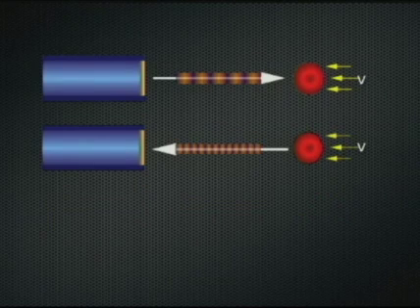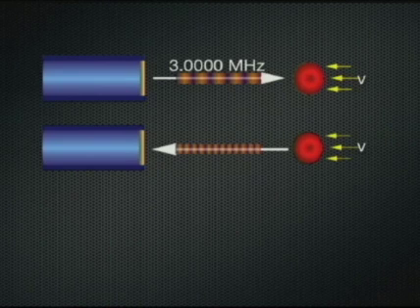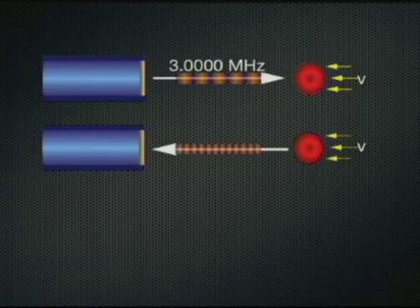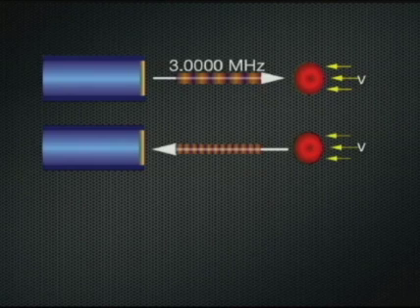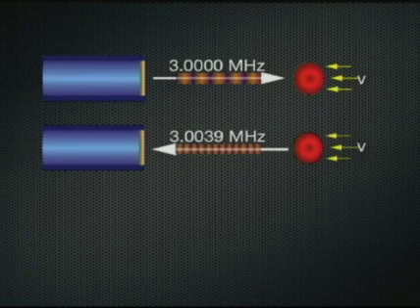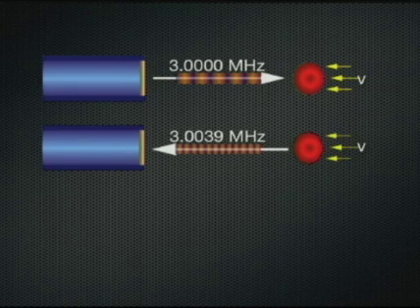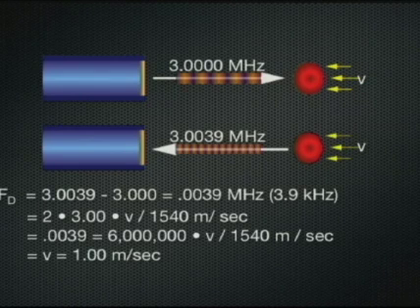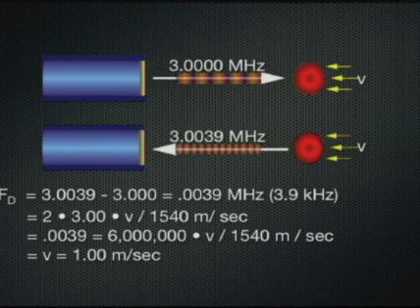Let's look at a clinical example. On the top we have a transducer which is transmitting at a commonly used Doppler frequency of 3 megahertz, and we're insonating a blood cell moving directly toward the transducer. Since the target is moving toward the transducer, we expect that the returning frequency will be slightly higher than the transmitted frequency. In this case, we measure the reflected frequency to be 3.0039 megahertz. The Doppler frequency shift, therefore, is 0.0039 megahertz or 3.9 kilohertz.